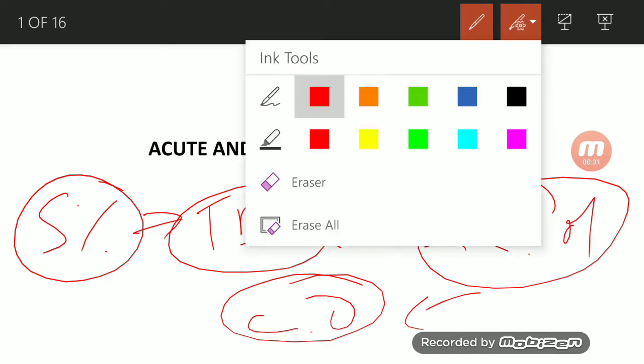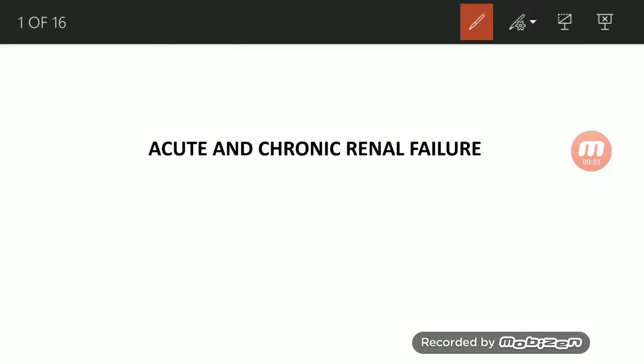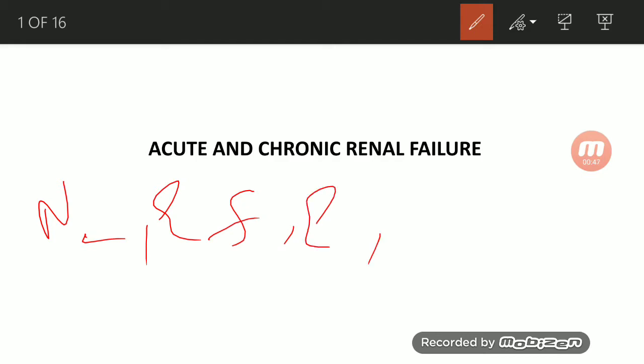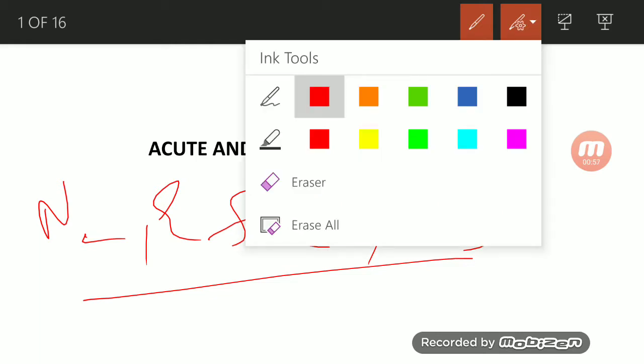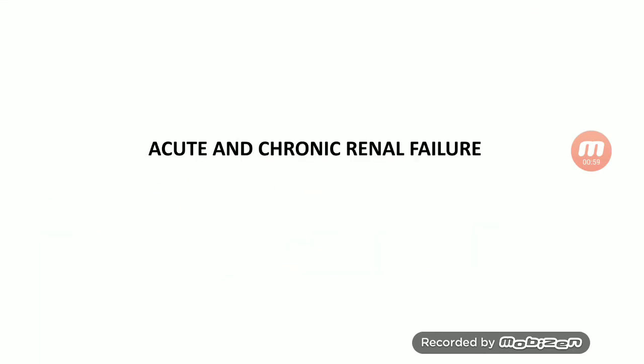Now, the blood flowing into your kidneys gets filtered, right? Filtration helps in the removal of nitrogenous waste, removal of excess fluid present in your body, and maintenance of your electrolyte as well as acid-base balance. These are the basic functions of your kidneys. So we'll talk about acute renal failure first.